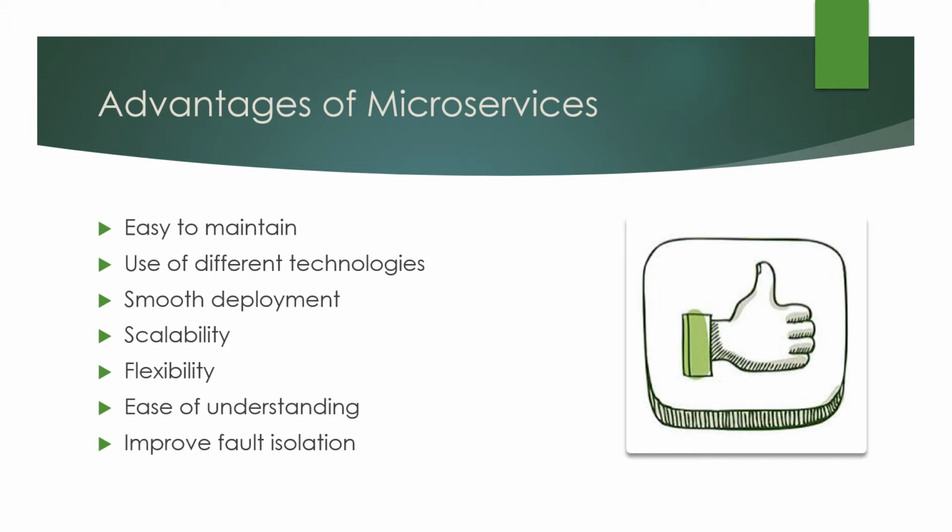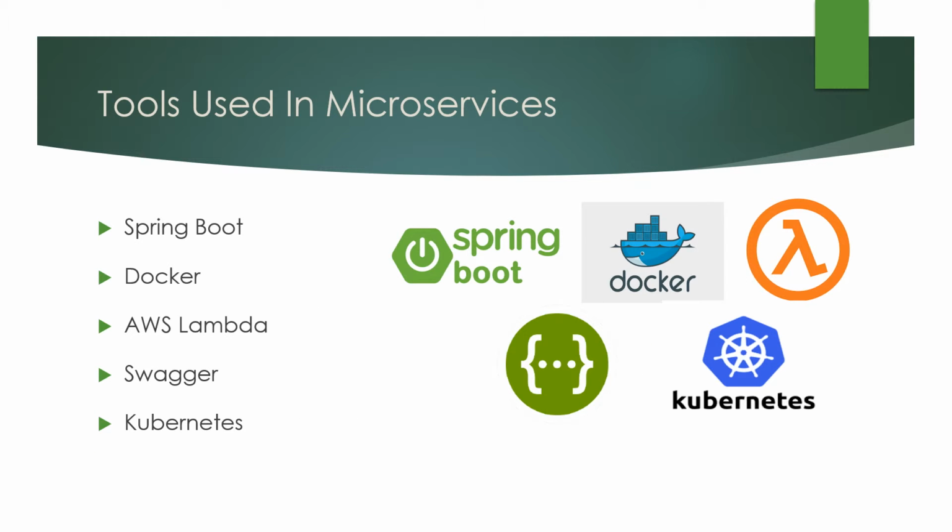Microservices architecture enables each microservice to be deployed independently. As a result, it makes continuous deployment possible for complex applications. Microservices architecture enables each service to be scaled independently. Let's see some of the tools used in microservices.